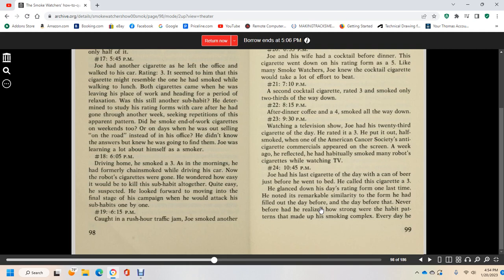All right, number 24, 10:45 p.m. Joe had his last cigarette of the day with a can of beer just before he went to bed and called it a 3. He glanced down at the rating form one last time and noted the remarkable similarity to the form he filled out the day before that. Never before had he realized how strong were the habit patterns of the smoking complex.